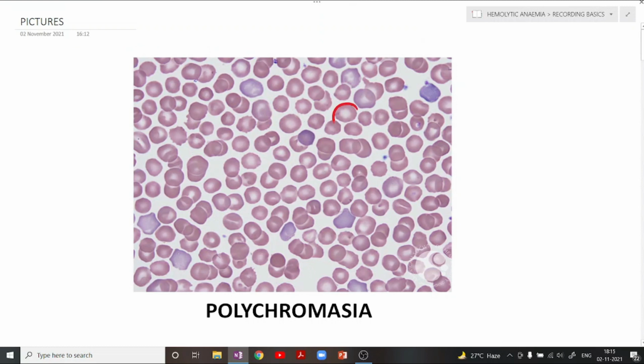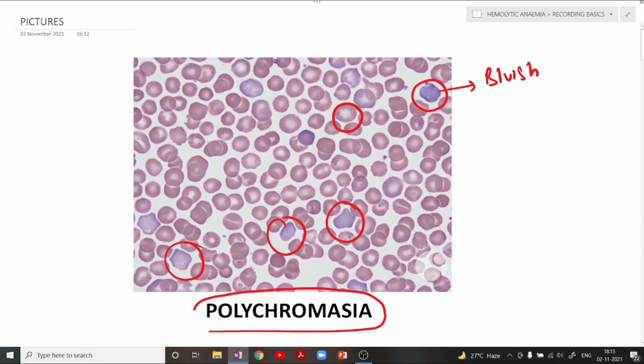Can you see this RBC over here? This is the normal RBC with a normal pallor and normal color, pinkish red. Can you see this RBC? This is a little bit bluish. So there are multiple colors here. Some of them are blue, some are normally colored. If you see this, they are bluish in color. This is called polychromasia, and polychromasia is a basic sign of hemolysis. Very important: it is a generalized sign of hemolytic anemia.